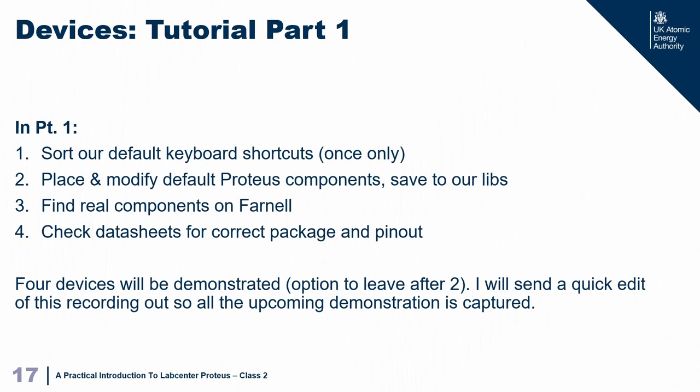We're going to place components from the Proteus default libraries, modify them, and then save them to our libraries. We're going to find some real components on Farnell, which is an important practical lesson. How do you find your components? What do you search for? How do you pick ones that aren't going to go obsolete in 3 days' time, especially in the current climate? And then we're going to check data sheets.